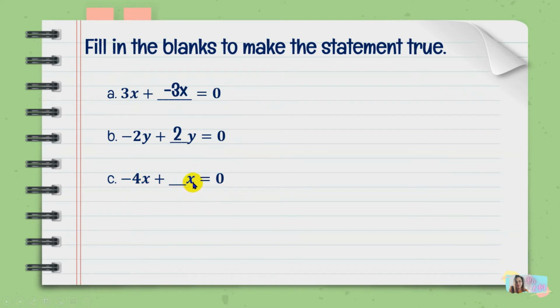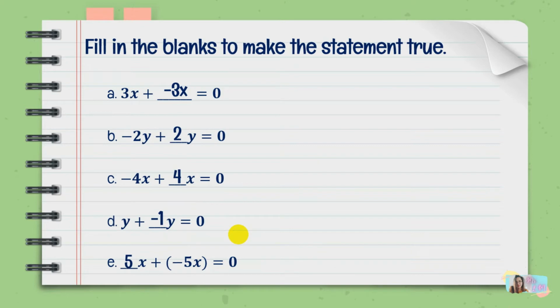What should be multiplied to x para maging additive inverse siya ni negative 4x? That's positive 4. Fourth example, y plus blank y is equal to 0. We have here positive 1y. What will be the additive inverse? That's negative 1y. So that means we have to multiply y by negative 1. And the last is blank x plus negative 5x is equal to 0. So what should be multiplied to x to have the additive inverse of negative 5x? That's positive 5.